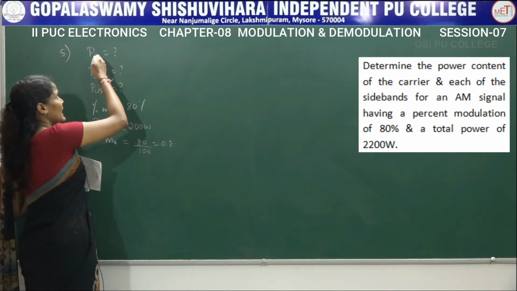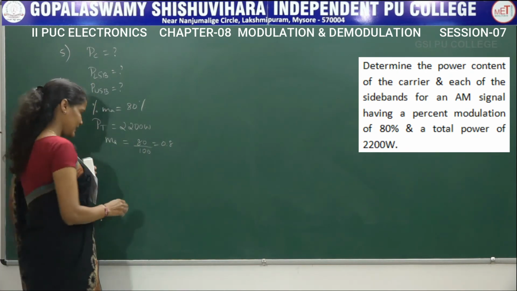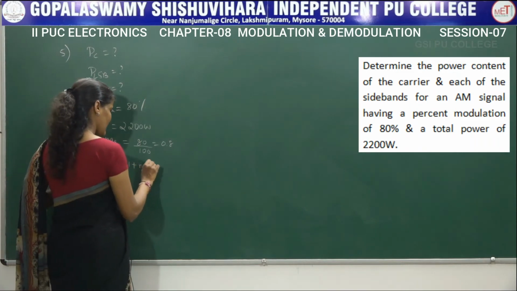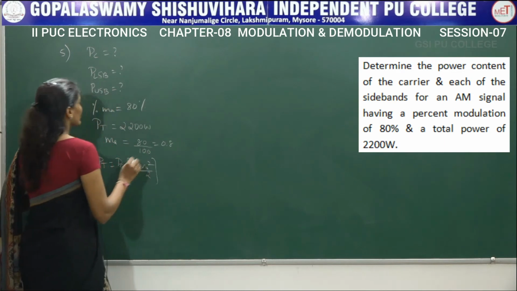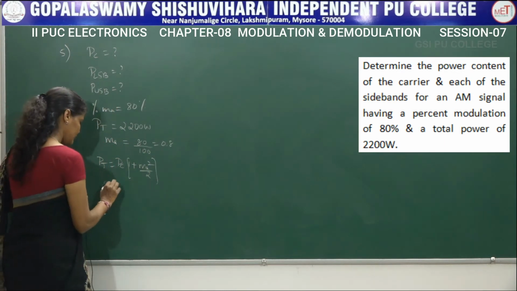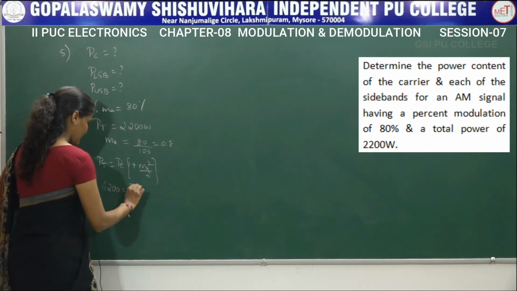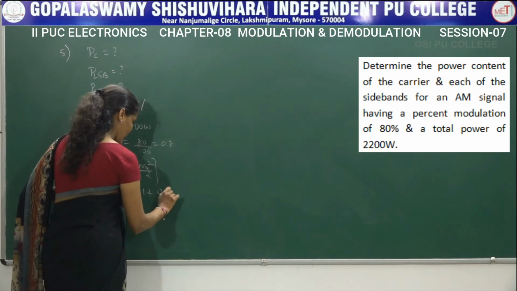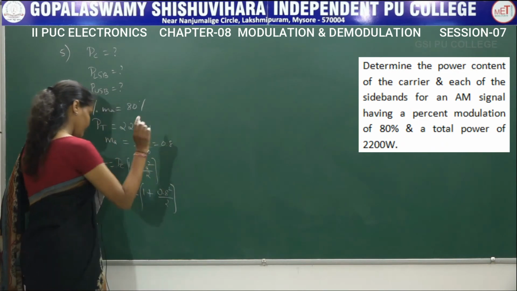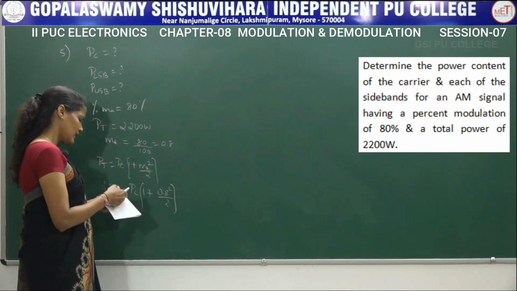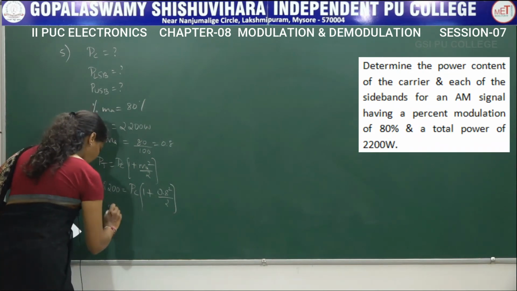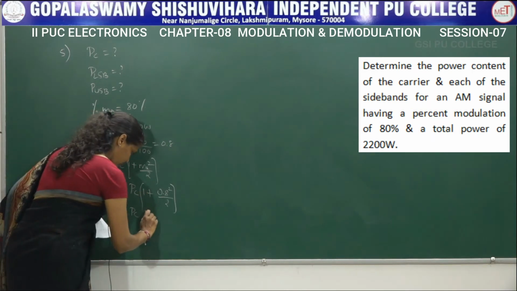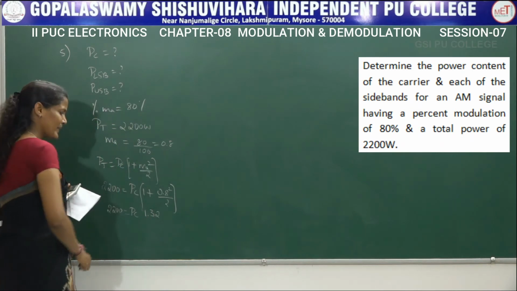So we have a direct relationship between PC and PT. PT equals PC of 1 plus MA square divided by 2, where PT value is 2200 watts. I have to find PC. 1 plus 0.8 square divided by 2. So let us solve this. That is 1.32. So 2200 equals PC of 1.32. So what is PC now?